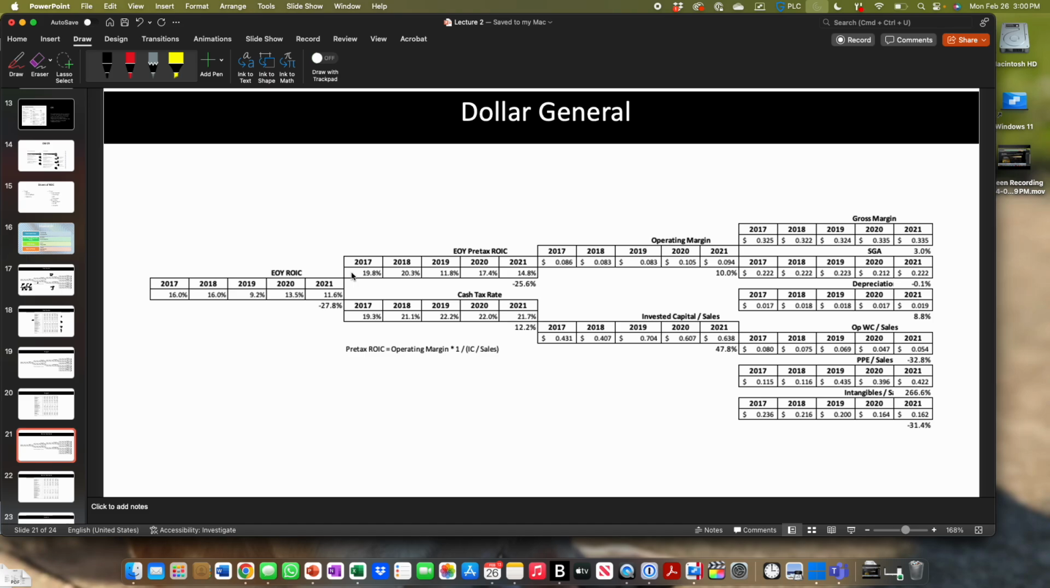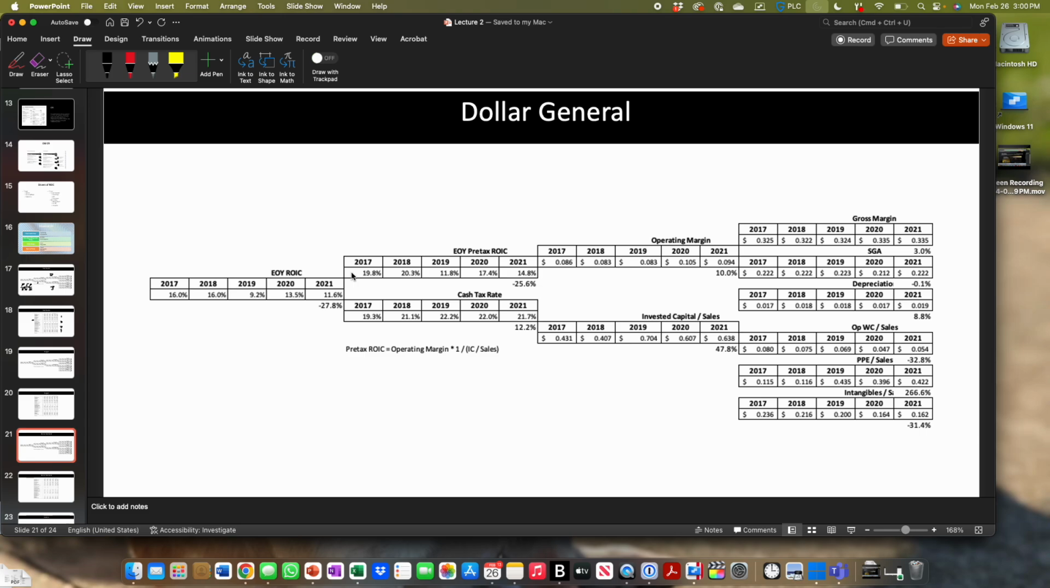Yep. Oh, over here. It increased the gross margin from 0.325 to 0.335, which did what to operating margin? Which made it increase from 0.86 to 0.86. So that's one of the reasons the operating margin went up: the gross margin increased.